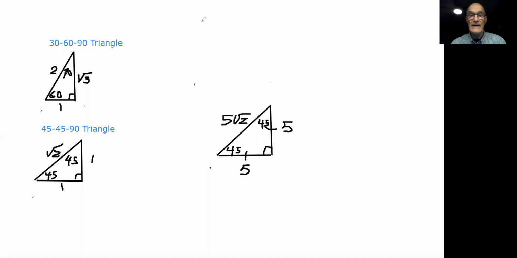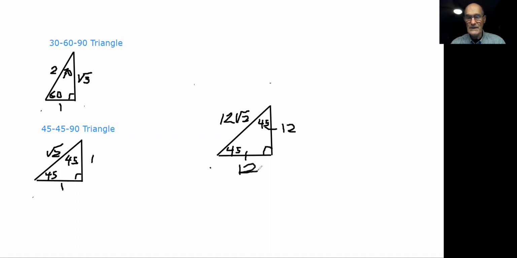Now, if I have a different type of problem, if I start with the hypotenuse, let's say the hypotenuse is 12 times the square root of 2, right? I know that to go from the side to the hypotenuse, I multiply by the square root of 2. So going backwards, I divide. So that would make this side 12 and this side 12 over here.